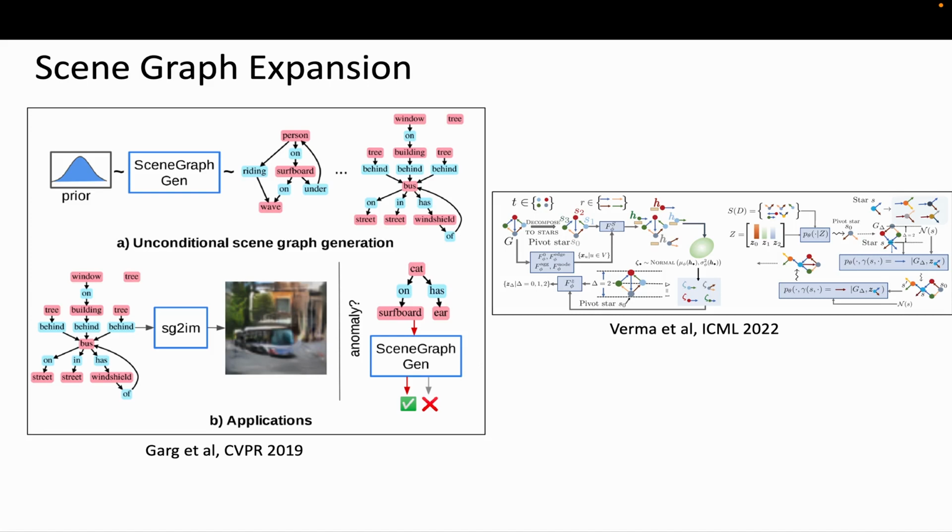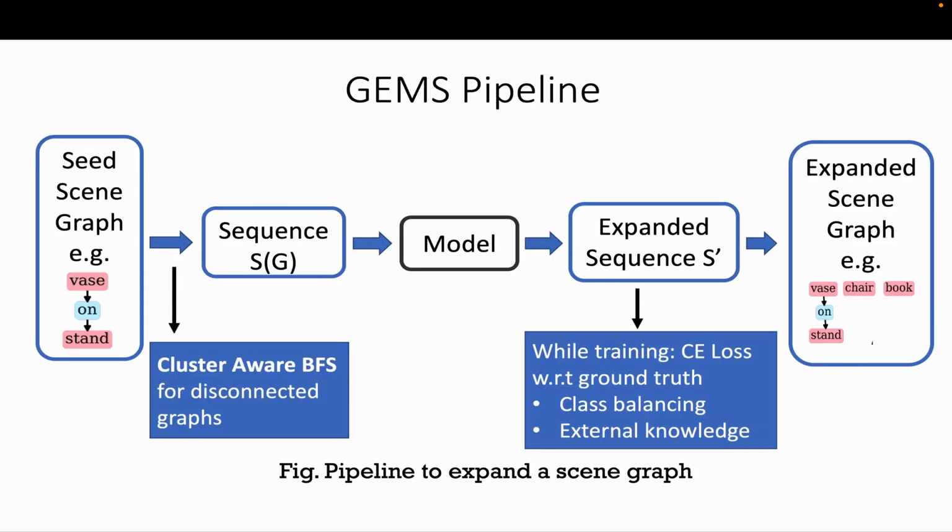The closest to our work are Garg et al., CVPR 2019, and Verma et al., ICML 2022. So our proposed method GEMS works as follows. We take a scene graph and convert it into a sequence. The sequence is then expanded by our model. We convert the expanded scene graph back into a graph.